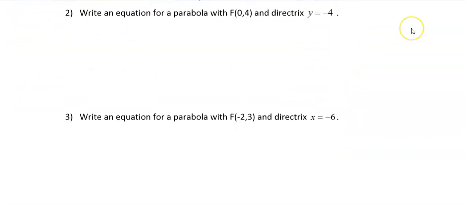Here's number 2. Let's try this one. Write the equation for the parabola. We're told that the focus is at 0, 4. So that's going to be actually on the positive part of your y-axis. The directrix is y equals -4. Now it's important to remember y equals a number is a horizontal line, not a vertical line. If you accidentally sketched a vertical directrix in this case, you'd end up with the completely wrong equation.